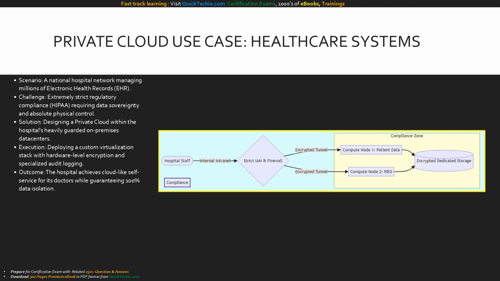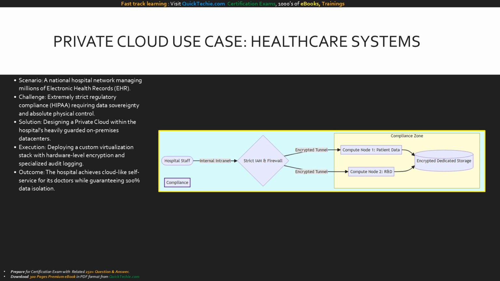Let's contextualize the private cloud with a critical real-world use case: healthcare systems. Imagine you are managing the IT infrastructure for a national hospital network. Your primary asset is millions of electronic health records, or EHRs. The challenge here isn't just technology, it's the law. You are bound by incredibly strict regulations like HIPAA, which demand absolute data sovereignty, physical auditability, and uncompromising privacy. You cannot risk multi-tenant data leakage.